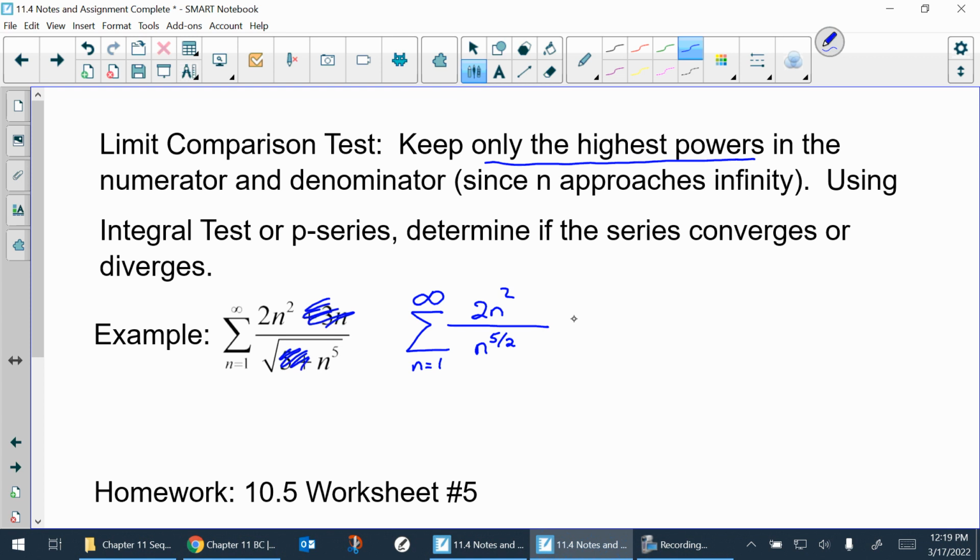Well, if I simplified that further, what is n squared divided by n to the 5 halves? I would have to subtract those exponents. And I'd be left with a 2 on top, and the exponent on the bottom was bigger, and it was bigger by a half.